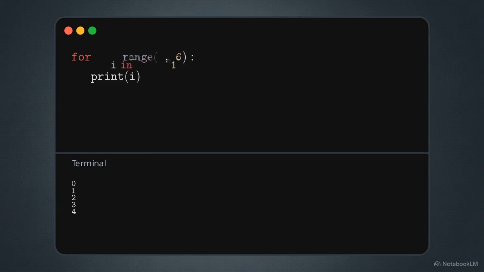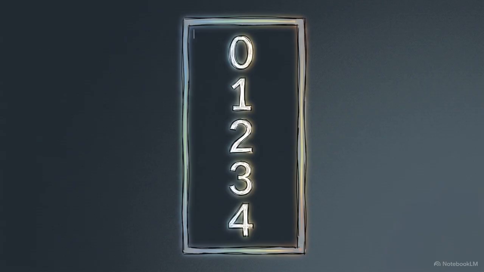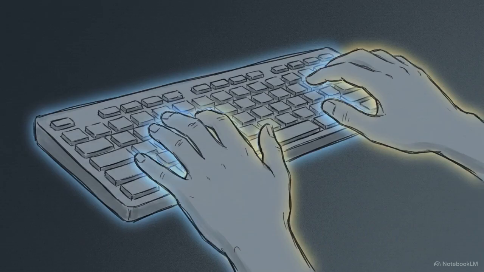To define start and stop points, pass 1 and 6. The sequence starts at 1, stepping up to, but excluding 6. The terminal outputs 1 through 5. Because the sequence is predefined, the loop handles the counting entirely on its own. You avoid the need to manually track or manage your index variables.